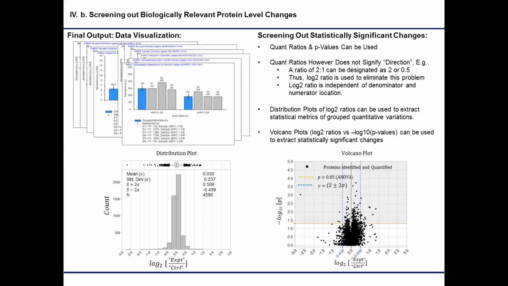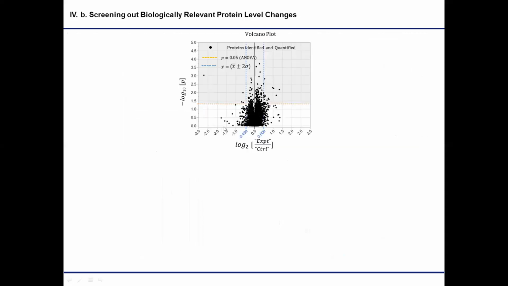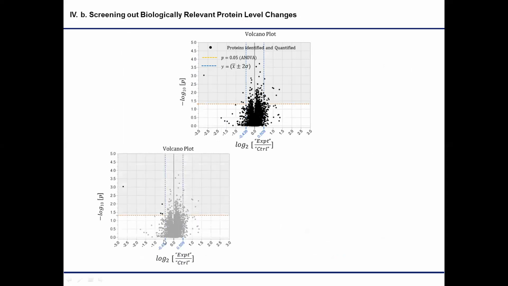Then you might ask the question, whether it is biologically relevant or not? This is a debatable question, but from a statistical standpoint, just to have a methodology to screen out, here we assumed that 2 sigma plus or minus the mean value would give us a better way to screen out. So here, what we can do is basically isolate the ones that are beyond 2 sigma as well as statistically significant.